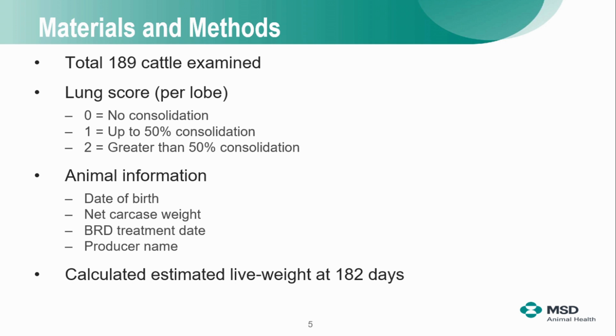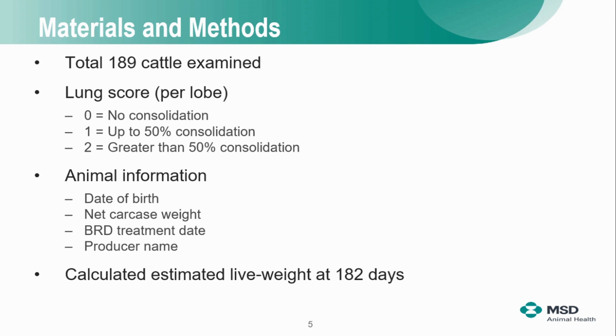So if the lobe had no consolidation, that lobe got a score of 0. If it was less than 50% consolidated, it got a score of 1. And if it was greater than 50% consolidated, it got a score of 2. And we have 6 lobes in the calf lung. So in essence, the maximum total score for a lung would be a score of 12.